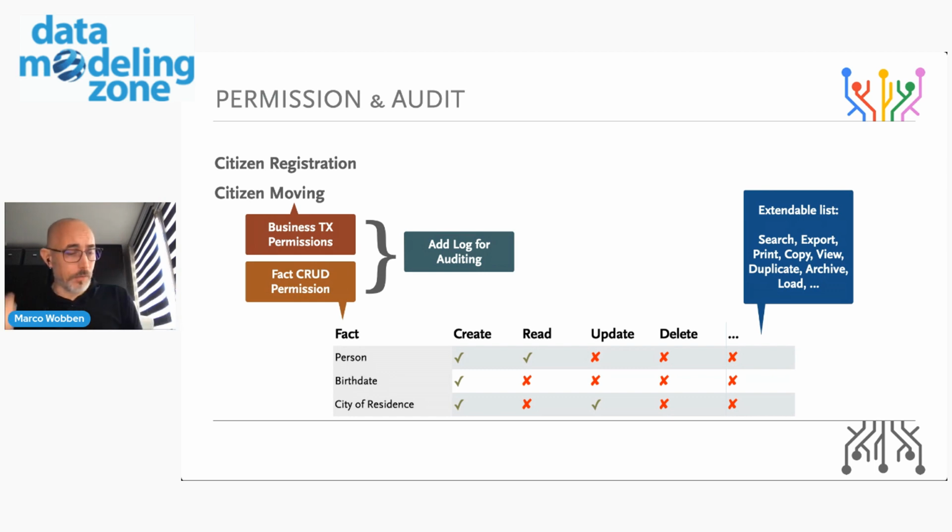That way, if somebody would actually export or print 10 million records, a manager could be automatically signaled: hey, wait a minute, this person has permissions to do that, but he's exceeding a certain threshold. You might want to look at it.